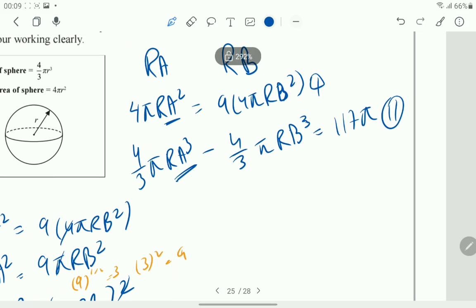Notice that you just had to solve them simultaneously in order to get to your answer. The examiner just wanted to know how comfortable you are in handling algebraic equations.